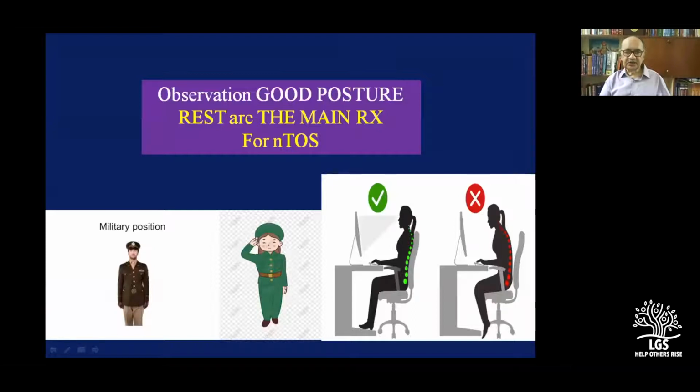An observation of good posture and rest is the main treatment for neurogenic TOS. Even if you have better posture, like a military position, it produces pain. Sitting properly also produces back pain, and some are not able to sit properly. So posture and rest, either way, can produce pain.